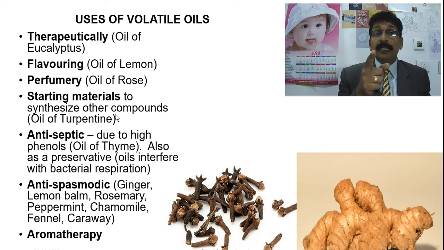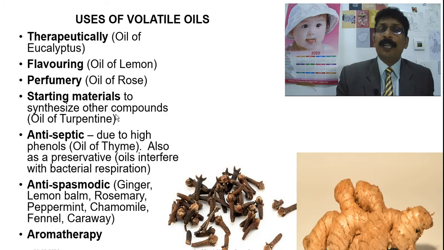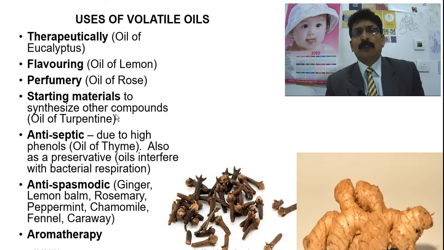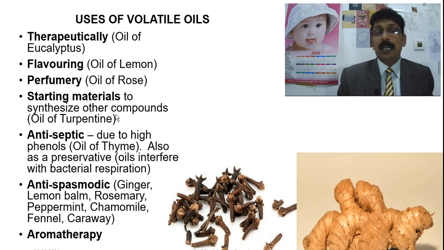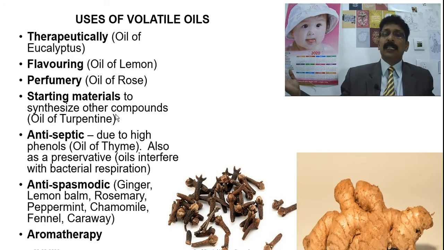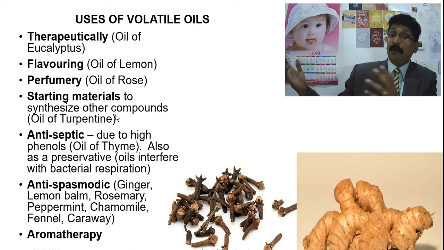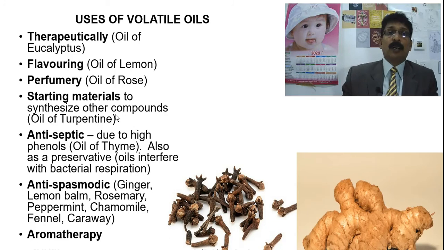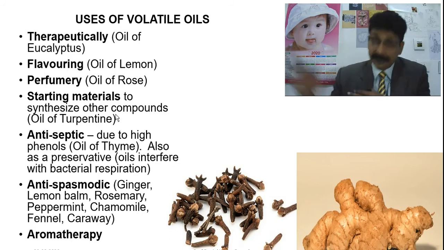And flavoring, you can have an example, there are many, but still I have taken an example of oil of lemon. And in perfumery, you can say oil of rose, and as the starting material for various synthesis of other compounds, oil of turpentine. Oil of turpentine is used for various other compounds. Turpentine is used for many complicated compounds, many antibiotics, and even many types of steroidal compounds can also be produced from this turpentine as an initial product which is used for synthetic purpose.